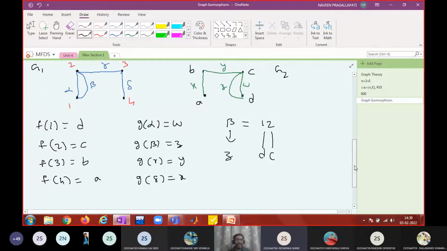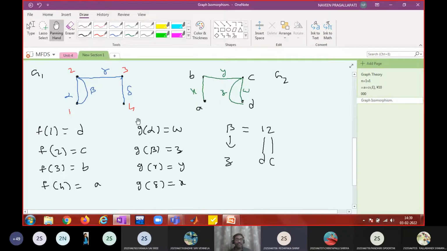So like that, that should happen for every edge. If that is the case, we say that these two are isomorphic. You can check that whatever edge you take, it is satisfying those properties. Therefore it is an isomorphism.